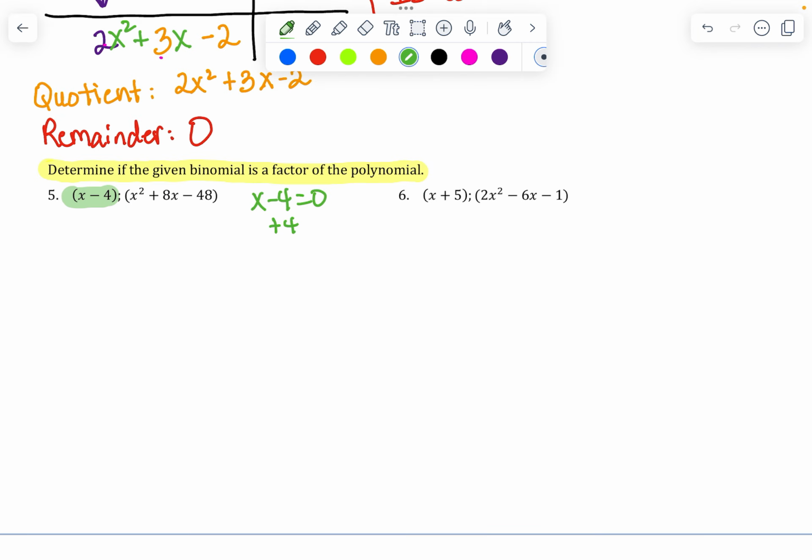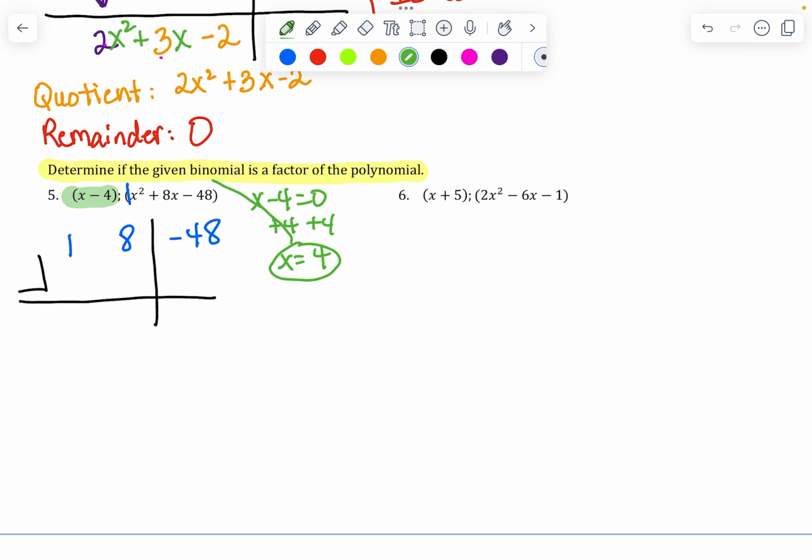Add 4, and x is 4. Okay, this is an example of how it's a little shorter. There's your 1 here, an 8, and a negative 48. So write that down. Draw your lines. Half box. Okay, don't forget, this 4 goes in your half box.